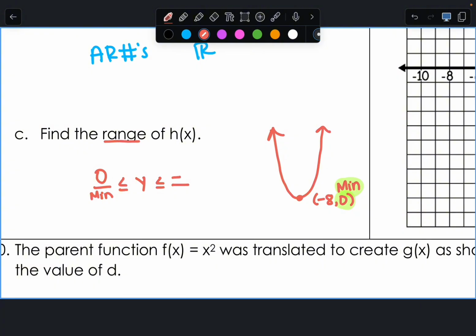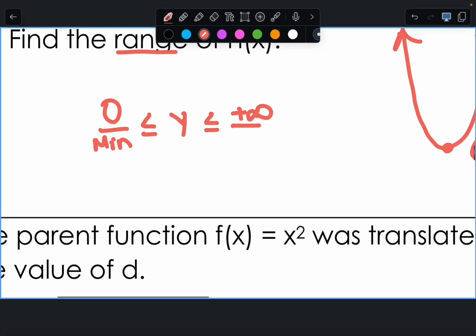Now, is this an acceptable answer, the way it's written? No. How would we write our answer? You flip it around. Y is greater than or equal to 0.